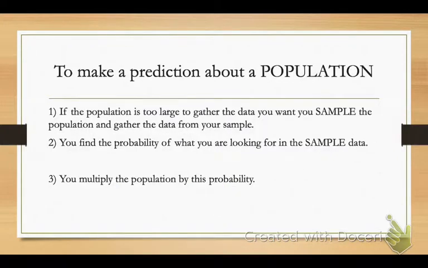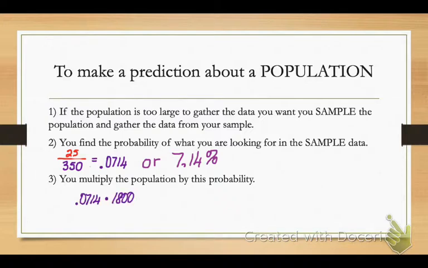Now we have to find the probability of what we're looking for in the sample data. Now remember, we're going to take our positive responses, our 25, and we're going to divide it by our sample size. So 25 divided by 350. And that gives us about 7%. So I'm going to take that decimal, or that probability, that 7%, and I'm going to multiply it by our population, which was 1,800, and I'm going to get 128.5.